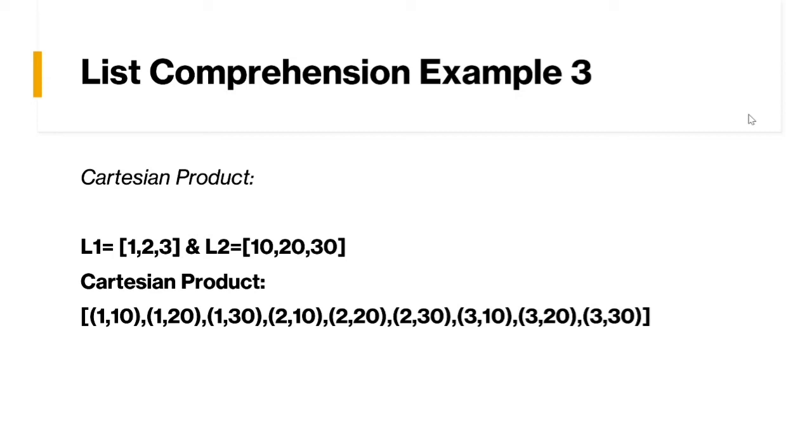So in the tuple, the first value is from the first list and it will be paired with all the values of the second list. So 1 with 10, then 1 with 20, then 1 with 30. Then 2 will be paired with each and every value of the second list. Then we go for the third value, which is 3, and 3 will be paired with the other values. So this is known as the Cartesian product, right? We have used the Cartesian product in mathematics a lot.